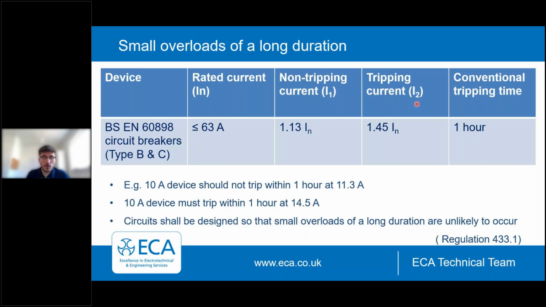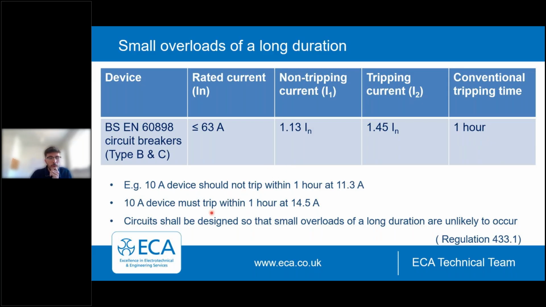Now, we also have what we call the tripping currents, the I2 value, something I referred to on the previous slide. And in this case, it's 1.45 times the rating of the circuit breaker. Hence, we don't need to be concerned with the third requirement, which I've just gone through. Now, when tripping current levels achieve I2 and become present within the circuit, the device must then operate within the conventional time.